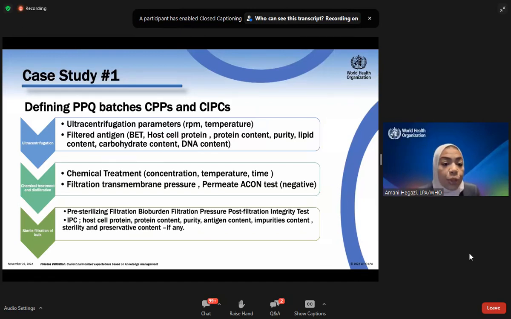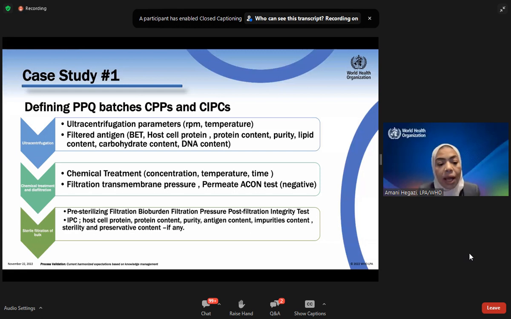Bacterial endotoxin, host cell protein, protein content, purity, lipid content, carbohydrate content, and DNA content. After that, chemical treatment and diafiltration: with chemical treatment, concentration, temperature, and time are monitored to ensure the efficiency of the process, and in filtration, transmembrane pressure and permeate are monitored to ensure that the concentrate contains all the antigen.